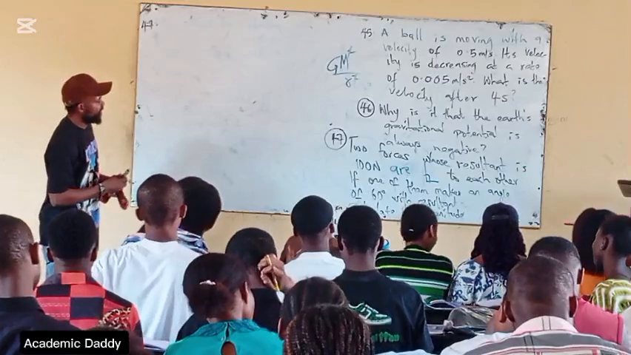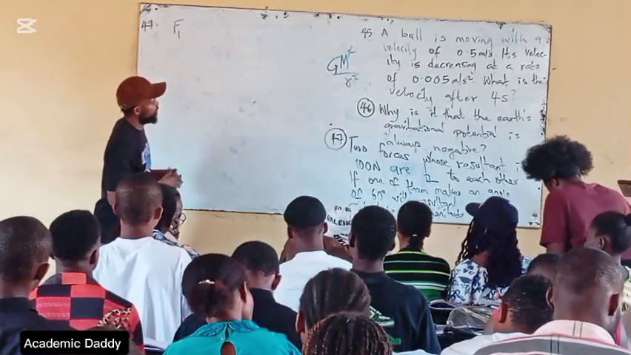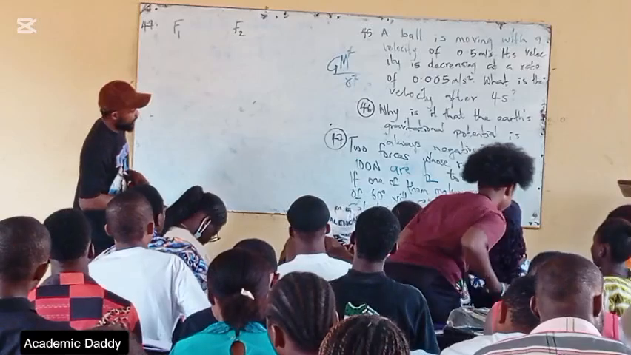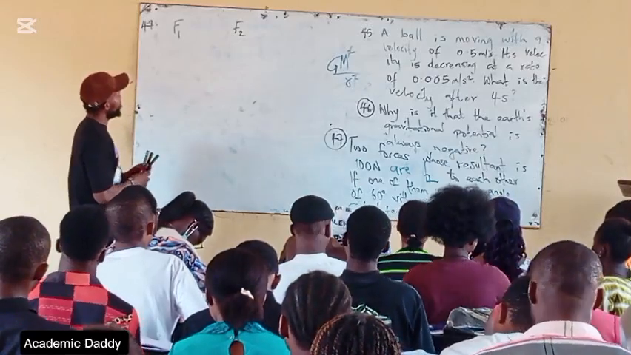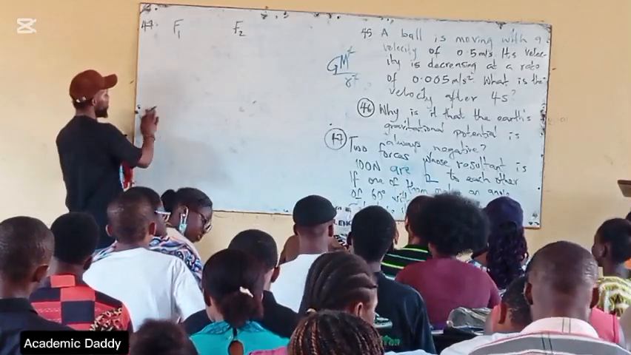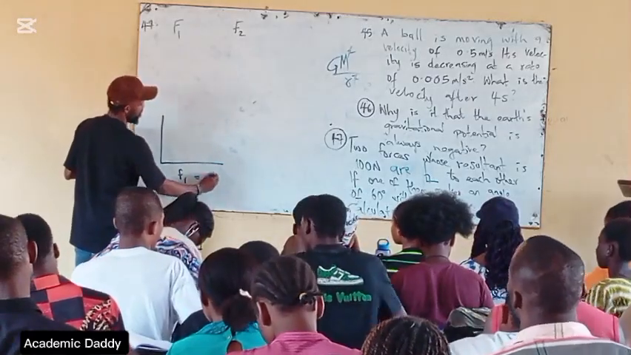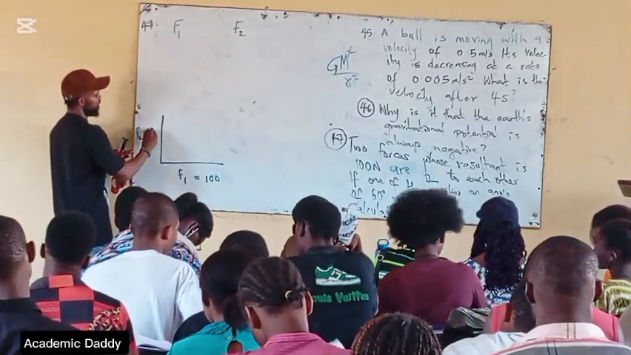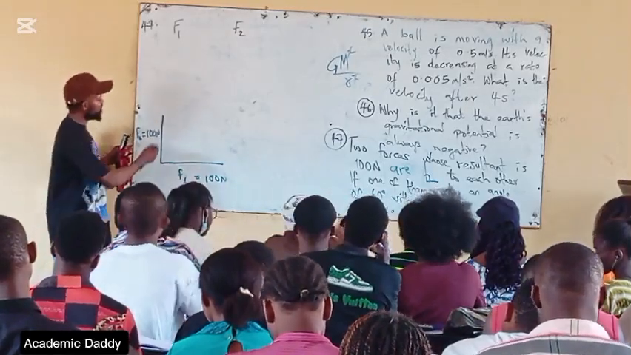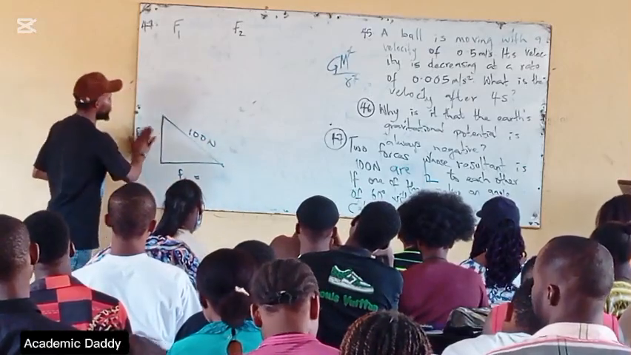Two forces, F1 and F2. That means they have a force. Let's say this is my F1, which is 100. Let's say I have F2, which is another 100. Let's say the resultant is 100 too, but I don't know the components here.